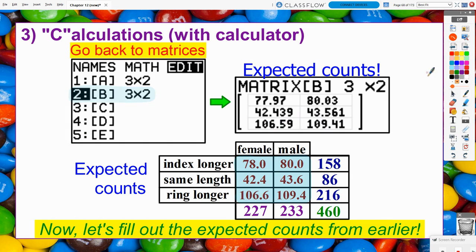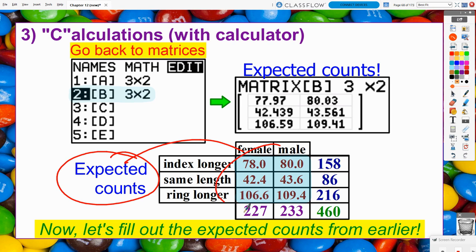Now, if you need to, you could go back at this point and look at your matrix B, and you can see what all of those expected counts are. And so if you needed to make a table, and again, I would recommend this more so if you're taking the AP Stats exam, you might want to have a little matrix or a little table somewhere listed with all of your expected counts. And you also need to label.